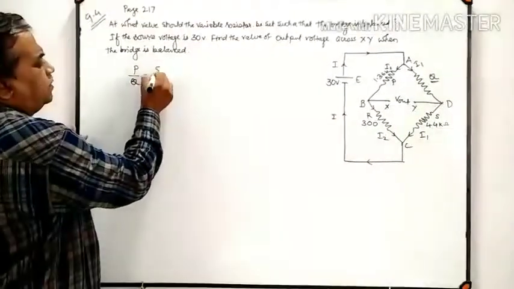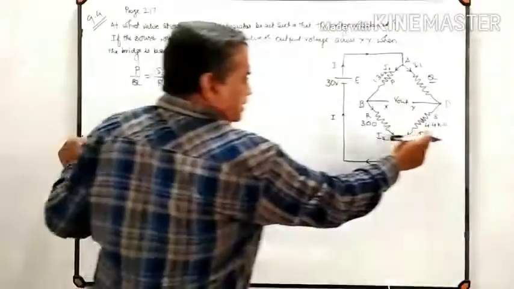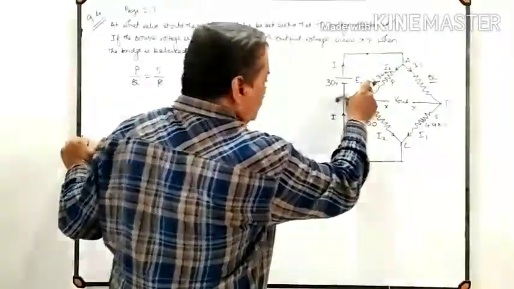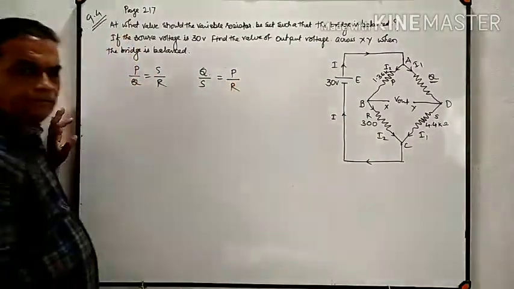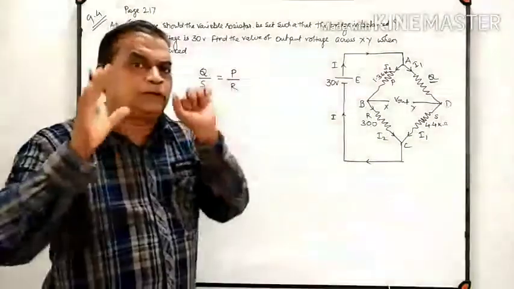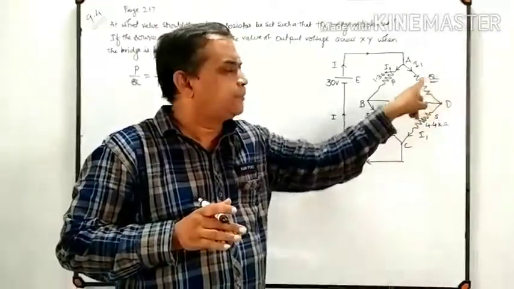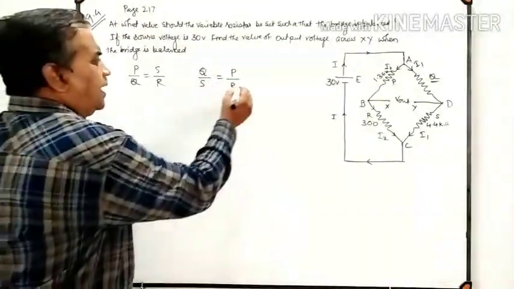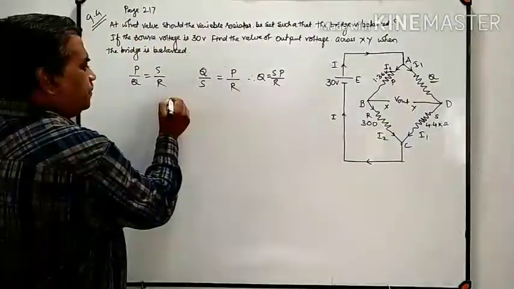The bridge balancing condition, which we normally take as P by Q is equal to S divided by R. But here, our P is resistance Q, our Q is resistance S, our S is resistance P, and R is R. Just to confuse you, they gave the names Q and S to these resistors, while P and Q, which we have taken as S and R. So Q by S equals P by R, therefore Q is equal to SP divided by R.